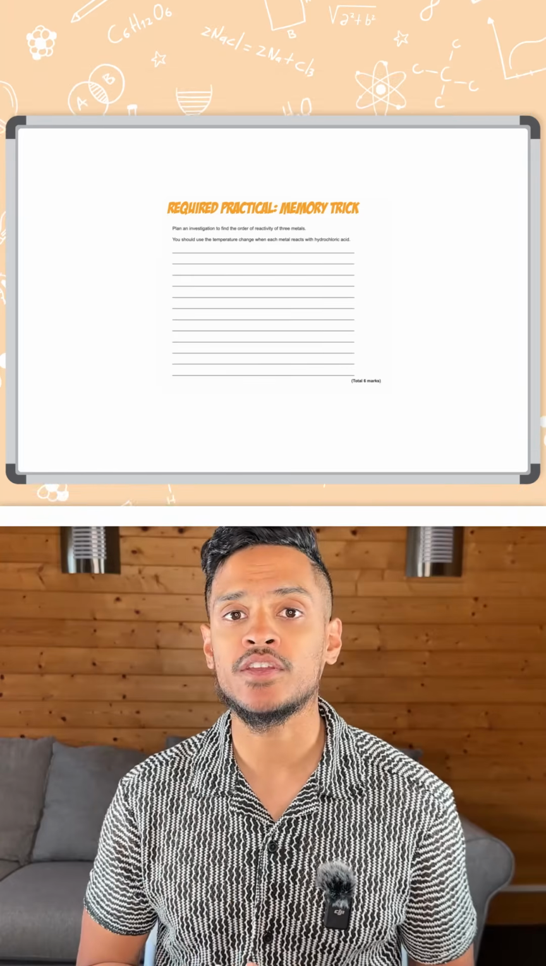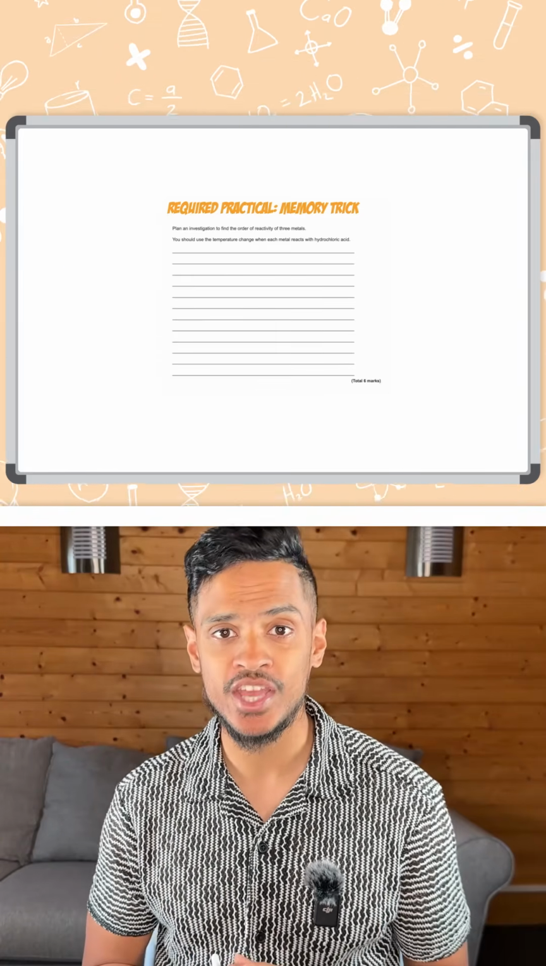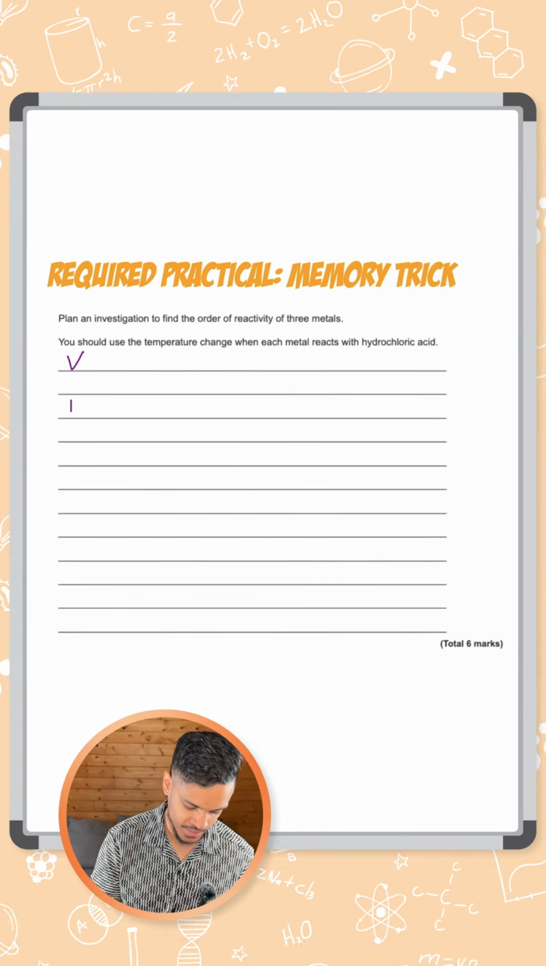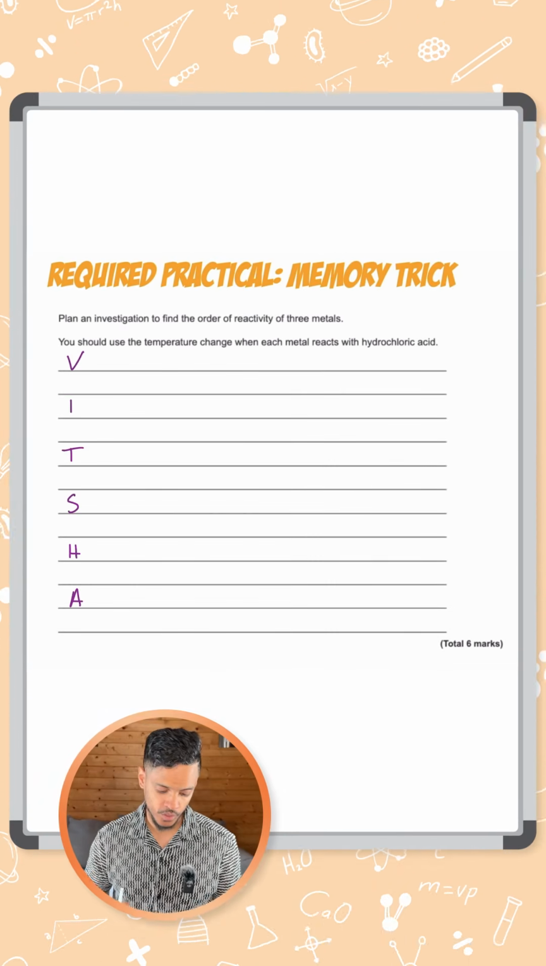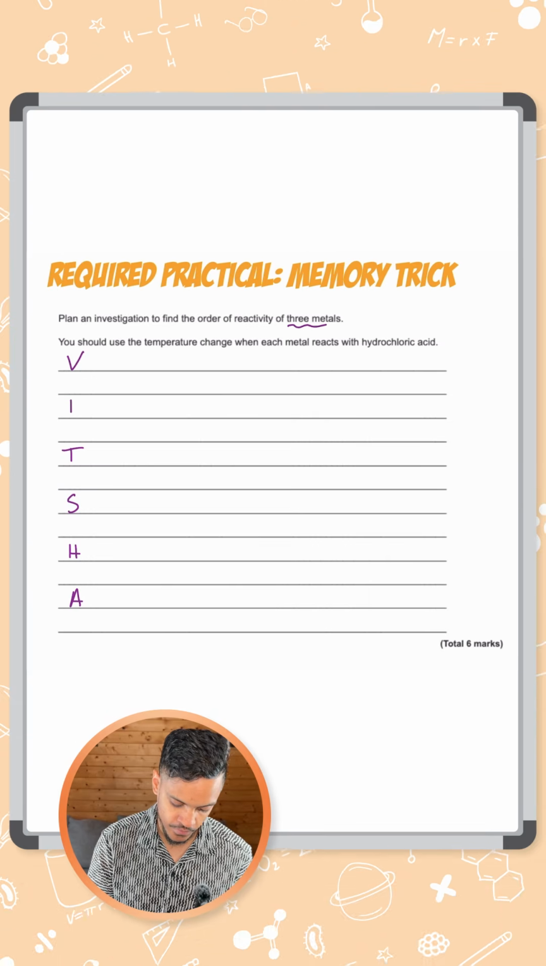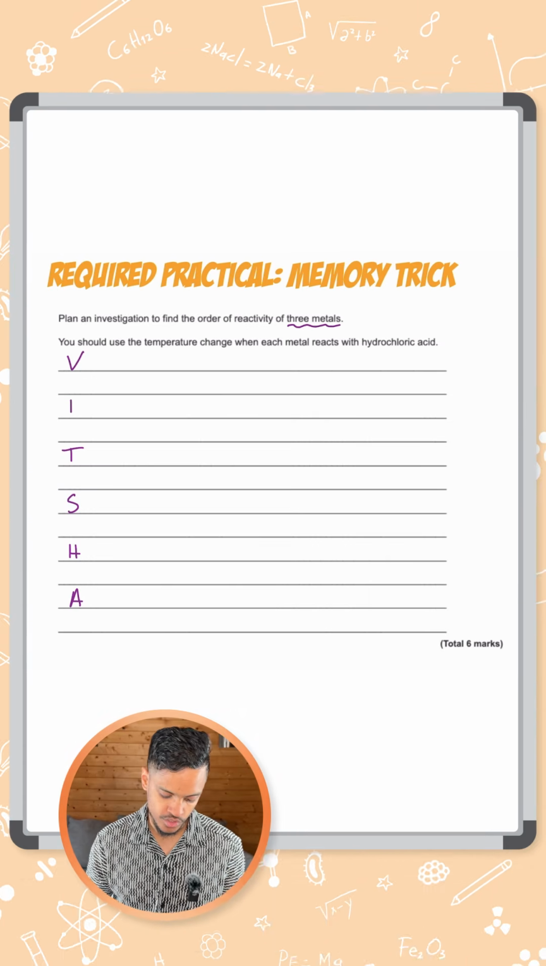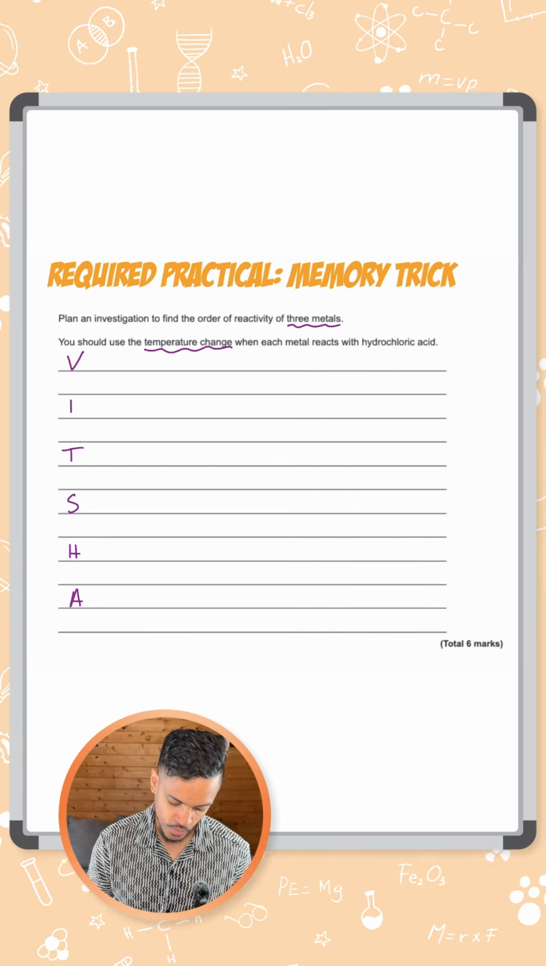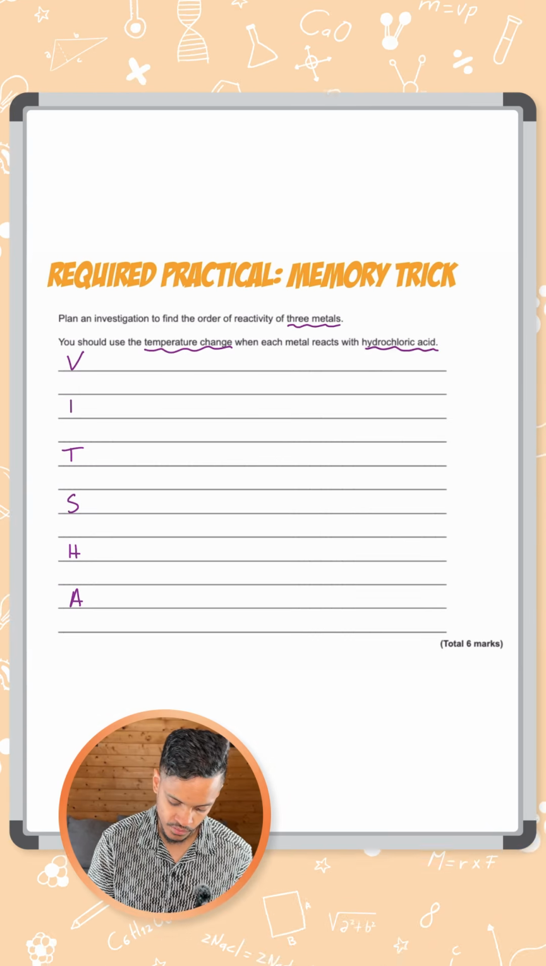Here's a memory trick that you can use to answer a 6 marker on the required practical for energy changes. What I like to use here is VITSHA. So the question here says plan an investigation to find the order of reactivity of 3 metals. You should use the temperature changes here when each metal reacts with hydrochloric acid.